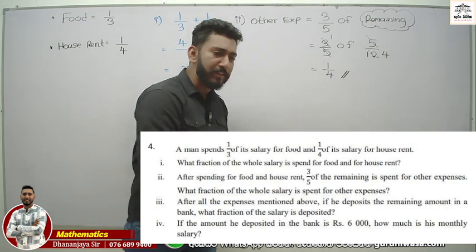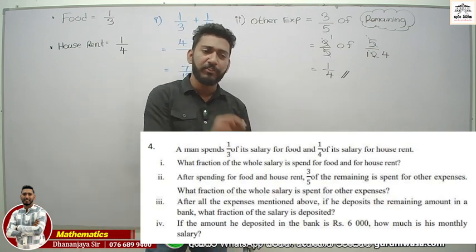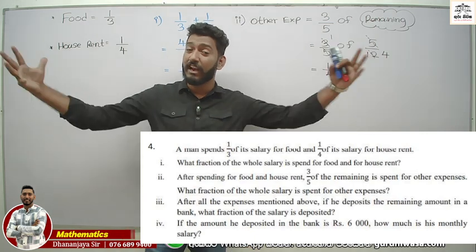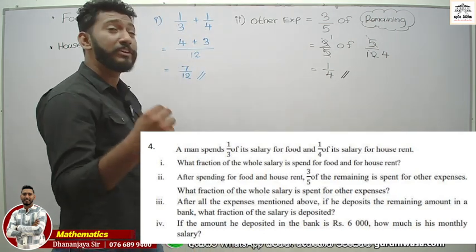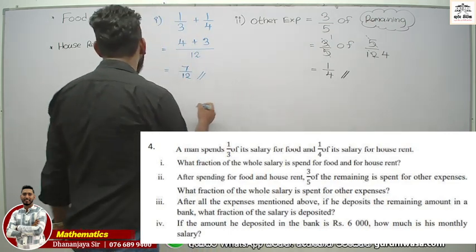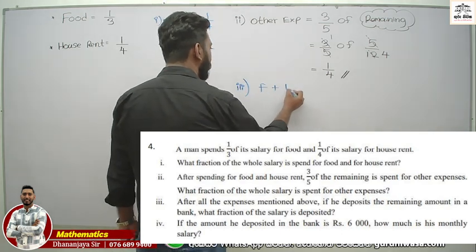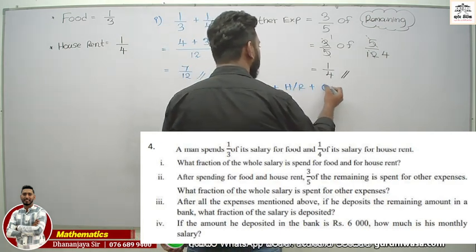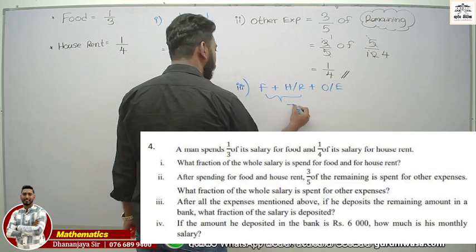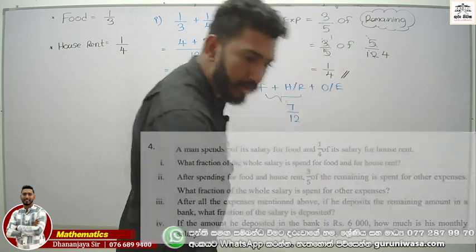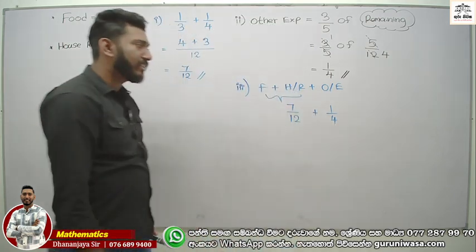Number 3. After all the expenses mentioned above, there are 3 things, right? Food, house rent, and the other expenses. And if he deposits the remaining amount in the bank, what fraction of the salary is deposited? Now we have to find the remaining portions. Now listen. There are 3 things: food plus house rent plus other expenses. Now you know food and house rent, the sum of these 2 things, is 7 over 12. Now other expenses is 1 over 4. Now you can add these 2 things.